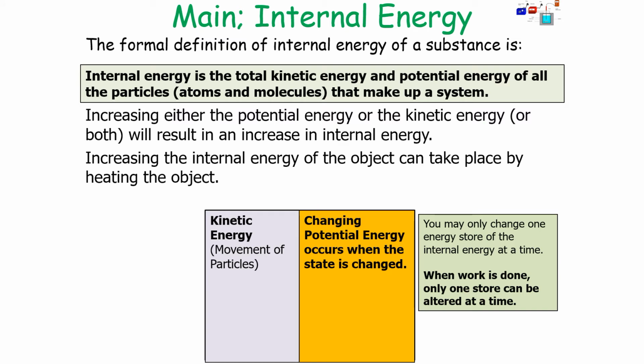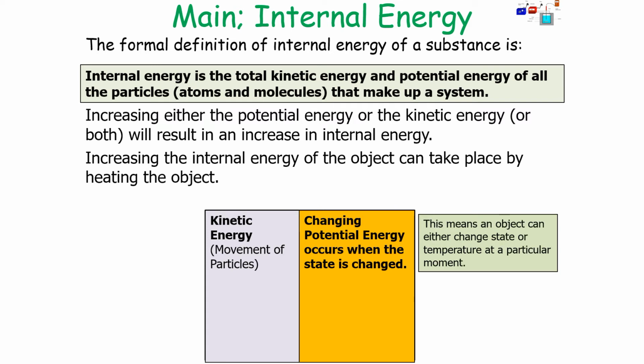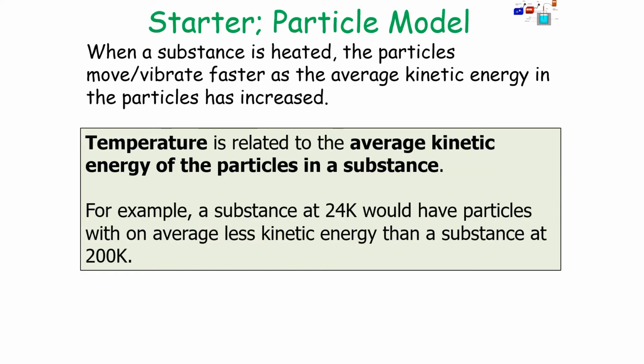When work is done, only one store can be altered at a time. So when you're changing the kinetic energy store, you can't change the potential energy store. When you change the potential energy store, you can't change the kinetic energy store. So this means that when an object changes state, it doesn't change temperature. But when an object changes temperature, it does not change state. This means you can either change the state or the temperature at a particular moment.